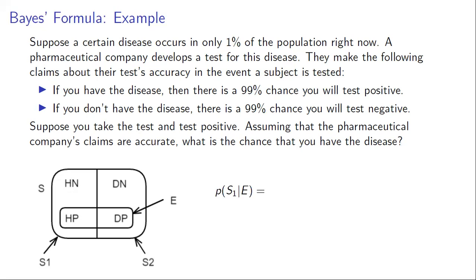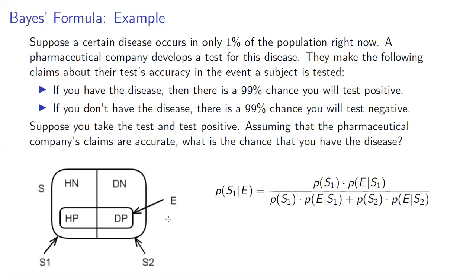So probability of S1 given E. So again, S1 is the event where I have the disease. E is the event where I tested positive. So probability of S1 given E. So Bayes' formula is this. Now let's do it step by step. So what's the probability of S1? Probability of S1 again. S1 means that I have the disease.